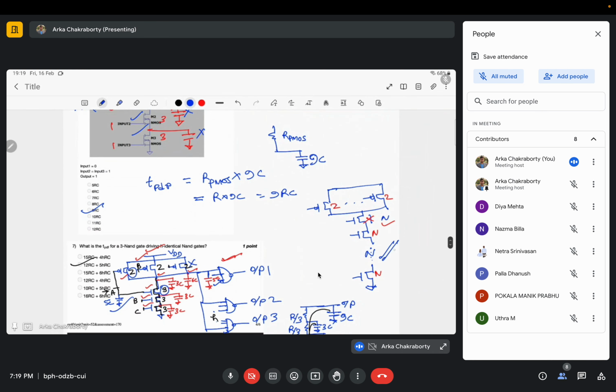Remember, in this position, if there are n such gates available, then my transistor sizing should be n. If there is only 1 gate available, that means it is an inverter, right? So n should be 1. If there are 2 NMOS present, it should be 2. If there are 3 present, it should be 3. If there are n such transistors present in the PMOS NMOS stack, it should be n. As simple as that.